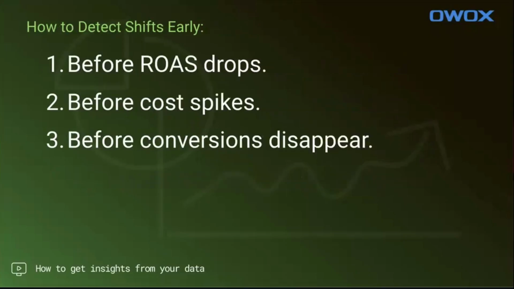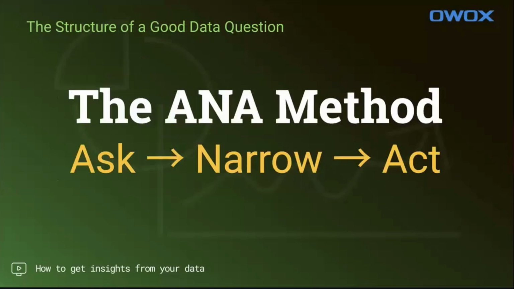Number 2, you will learn how to detect shifts earlier. This is about spotting performance changes before the numbers fall off a cliff, before ROAS significantly drops, before cost significantly spikes, before conversions disappear, early signals and everything. And I'll show you exactly how to find them. Number 3, we'll teach you the exact structure of a good data question. This is the ANA method I mentioned earlier. Ask, narrow, act. This alone will save you hours every week, really.